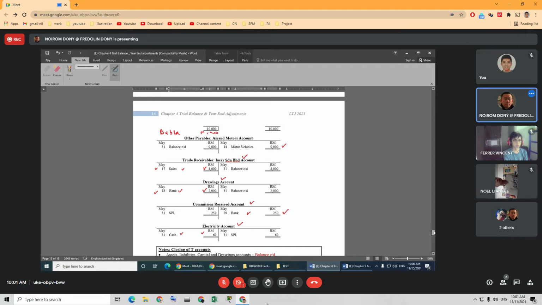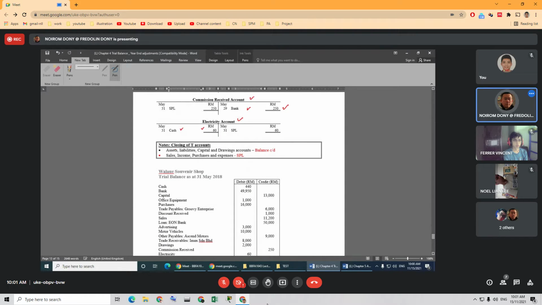So in your notes stated here: asset, liability, capital, and drawing accounts, we have to balance off. Whereas the sales, the income, the purchases and expenses will be put into SPL, meaning this will appear in the statement of profit or loss.